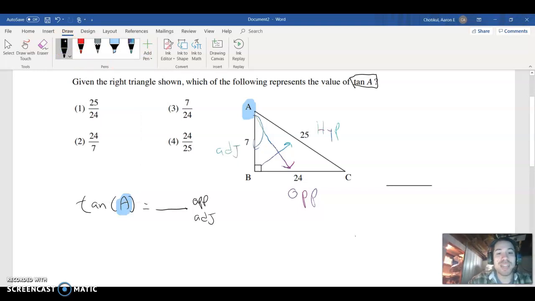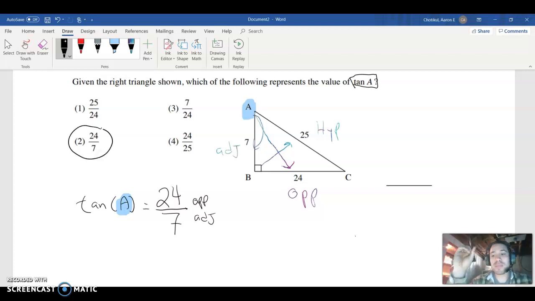Now we know tangent of A is opposite over adjacent. Our opposite side is 24. Our adjacent side is 7. And it looks as though we cannot simplify this. Therefore, we are finished with our problem. Tangent of A is 24 over 7. Very good. Pretty straightforward. Again, just a nice little review.